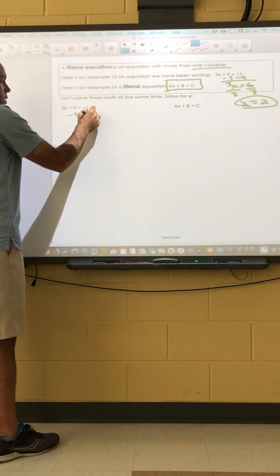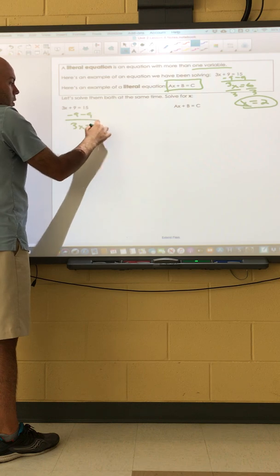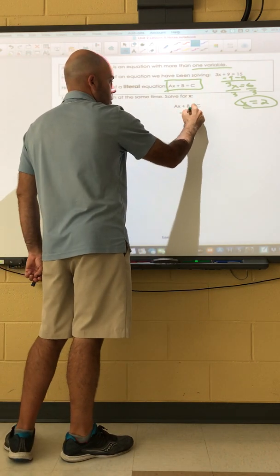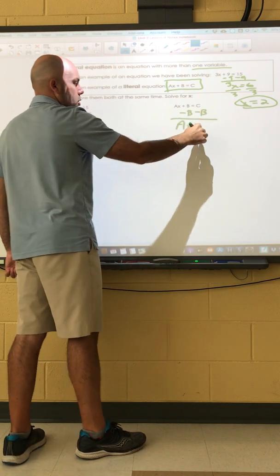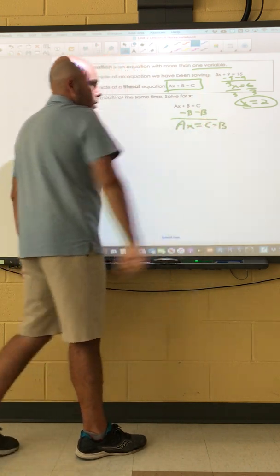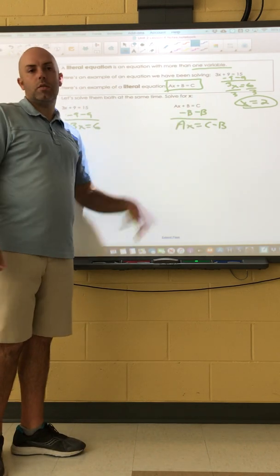So here we minus 9 to both sides, okay? So I get 3x, 15 minus 9 is 6. Well here, let's minus b to both sides. Now the difference here is I can't actually do c minus b, so I just write c minus b. So here I could do 15 minus 9. Well, here I can't, so I just write it.